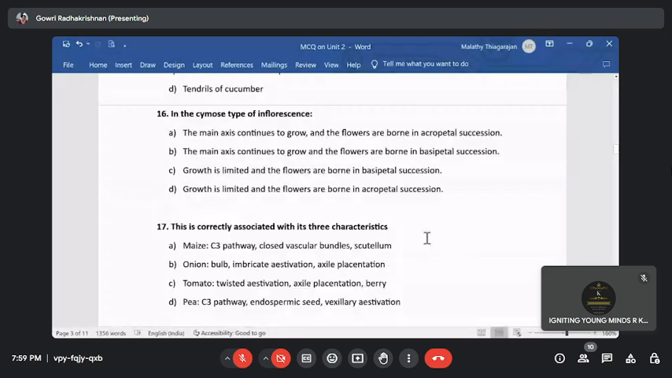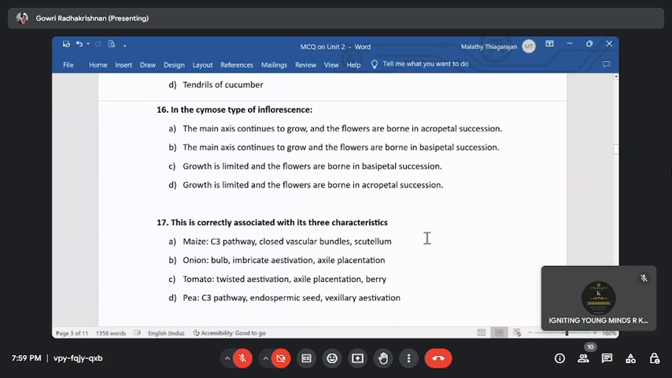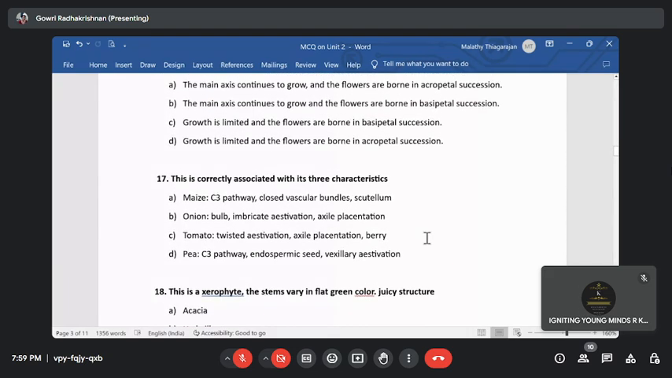Now, 16th. In the cymose type of inflorescence, select the apt statement. Option C, ma'am. Growth is limited and the flowers are borne in basipetal succession. Yes, option C is the correct answer.